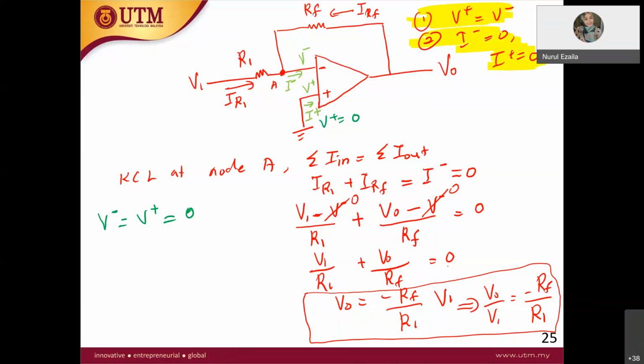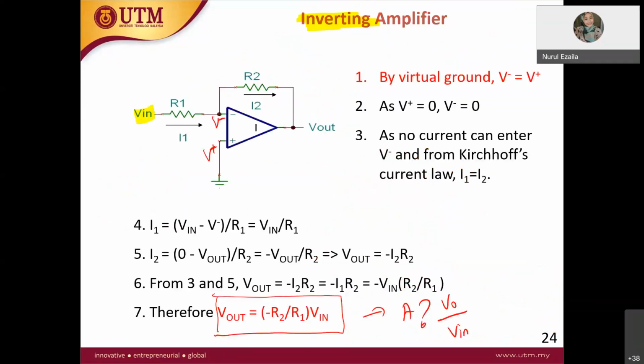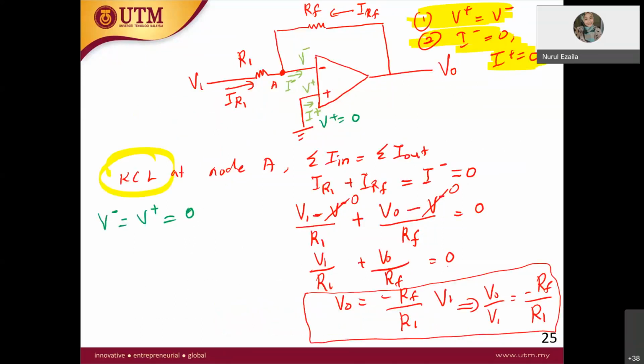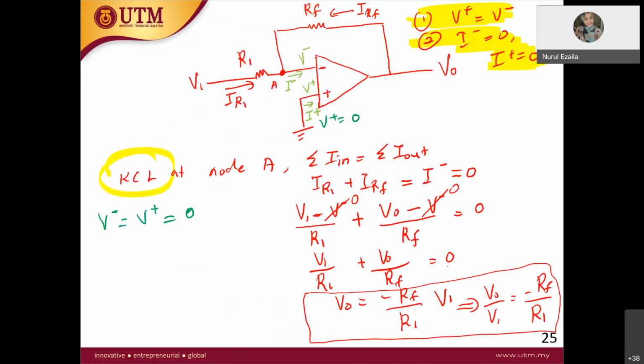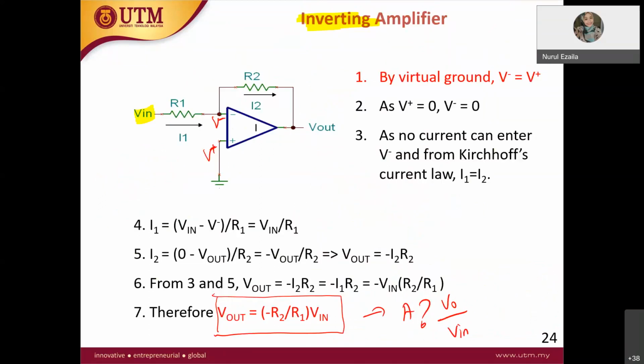These two assumptions: V plus equal to V minus, I minus equal to 0 and I plus equal to 0. And then just KCL. Okay, so now is it right? In the slide it says V out equal to negative R2 over R1. In this case, your R2 is RF, R feedback, so it is the same thing. V out is equal to negative RF over R1 times V in, same as I derived here. So this is for the case of the inverting amplifier.